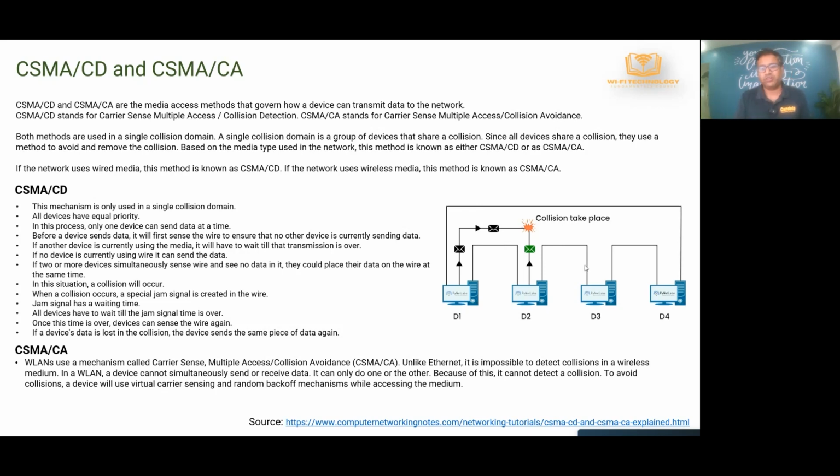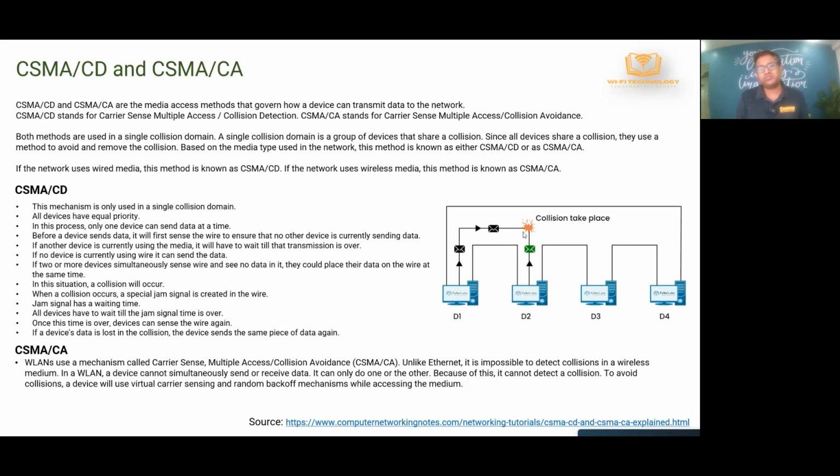So what will you do? You will check if the medium is available, and both D1 and D2 are sensing the medium, and they both see the medium is available at the same time, and they both start transmitting at the same time. And when they both transmit at the same time, there is a collision. In the case of Ethernet, the collision will generate some energy, and the energy is easy to propagate over a cable, and it is more deterministic to be able to hear that energy over the wire.